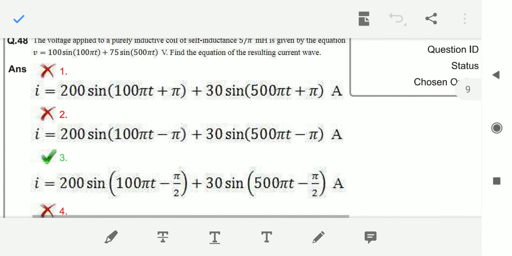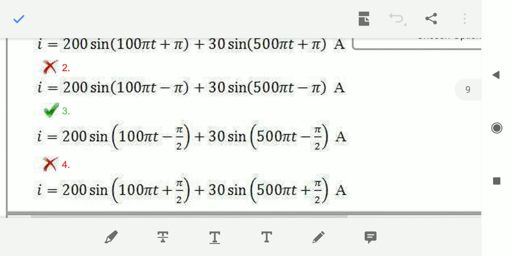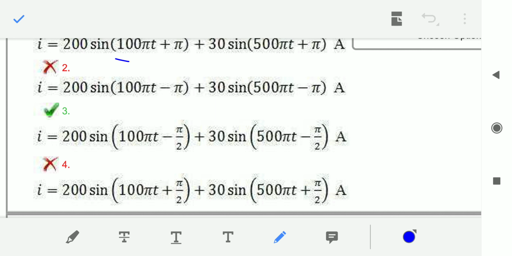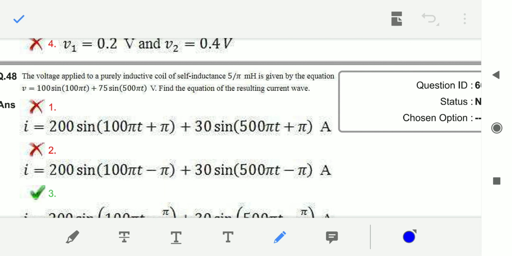See, for the first one 100 pi t, and the second one 500 pi t is the frequency. Frequencies will not change, so every option has 100 pi t and 500 pi t. That's fine. The next very important thing to remember is that it is a purely inductive coil. What is the relation between current and voltage in a purely inductive coil? Current lags the voltage by 90 degrees. 90 degrees is nothing but pi by 2, and lagging means minus pi by 2.